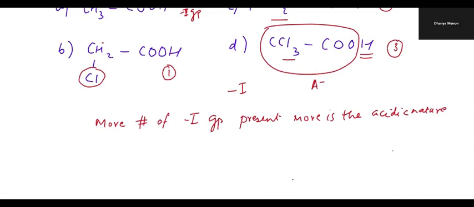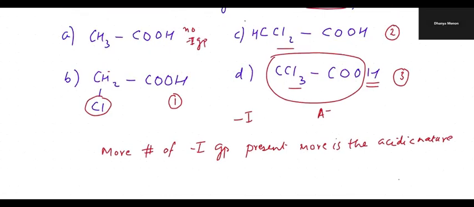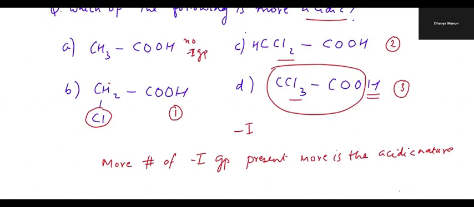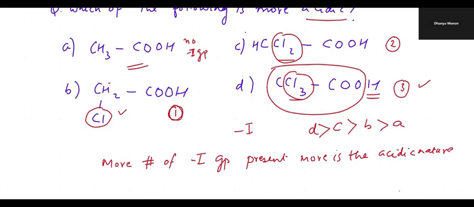Okay, so here who has more number of minus I groups? D has the most number because there are three minus I groups. You can see here, three chlorine groups. Who is the next one? In the C option, there are two minus I effect groups, that is two chlorine groups. So D will be more stable or more acidic than C. Next one is B, because it has one chlorine group. And here the least acidic will be A because A doesn't have any minus I effect group. Okay, I hope it is clear.